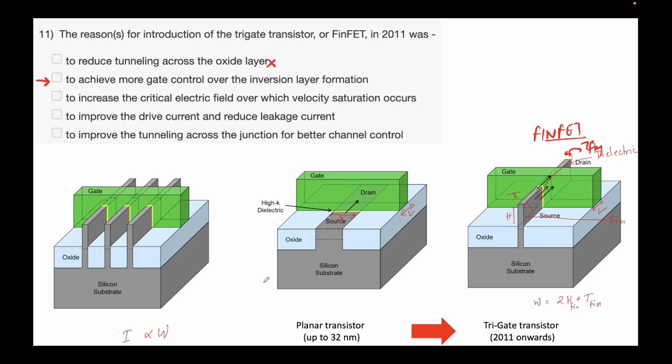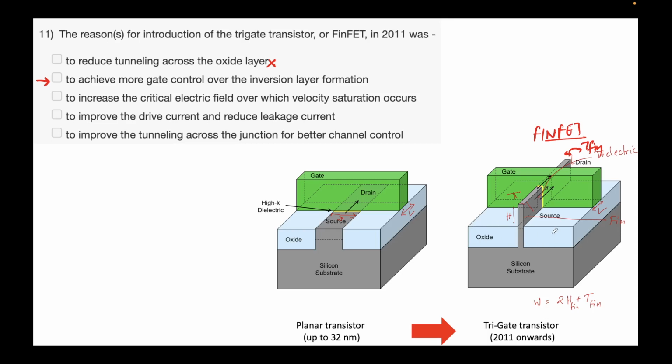And current, if you recall, is mu n C ox W by L. So in these two, L is the same. The only thing that is different is W. The threshold voltage and all will shift, but we are ignoring them for now. The most prominent thing that is changing is W. So when W increases, current will also increase. So this option, to improve the drain current. And why does the leakage current, so tunneling again is not true in this case. Electric field, again we cannot control. The critical electric field again depends on the channel length, right?